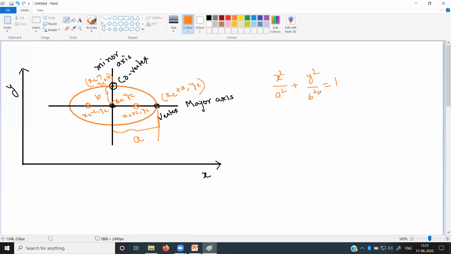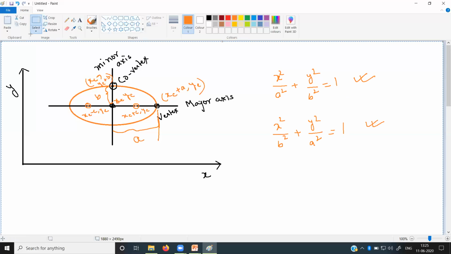And there is also another equation. If the major axis is parallel to the y-axis, in that case the equation of the ellipse will be x square by b square plus y square by a square is equal to 1. So in this case, the major axis is parallel to the x-axis, and in this case, the major axis is parallel to the y-axis. Fine. So that is all about the basics of ellipse.